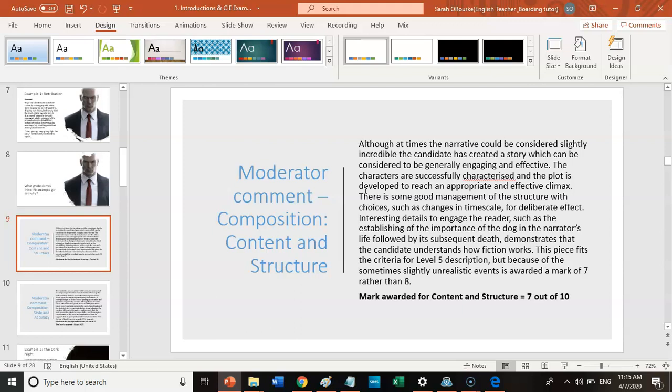So the fact that the writer has made you care about the dog before they then kill the dog shows that they understand that they need to have an effect on the reader and give that character a motivation, right? So this is a pretty good piece of writing, but it's not in the top band because it is a little bit unrealistic.